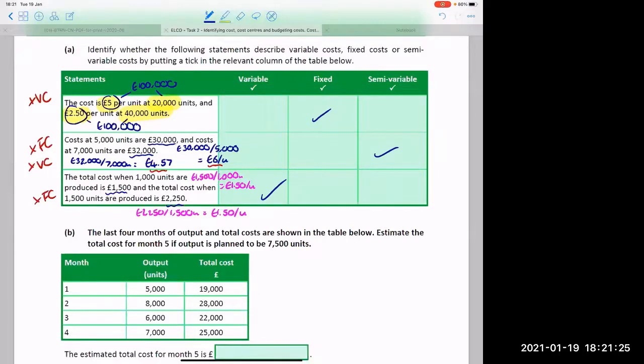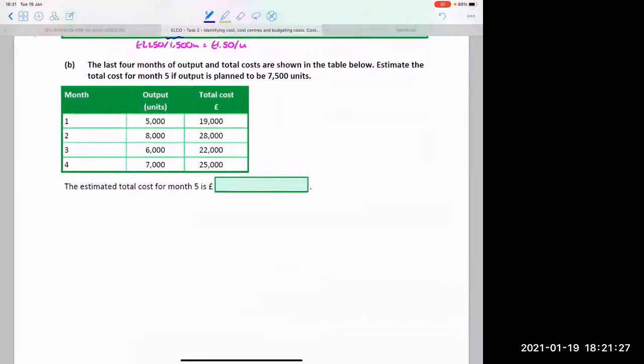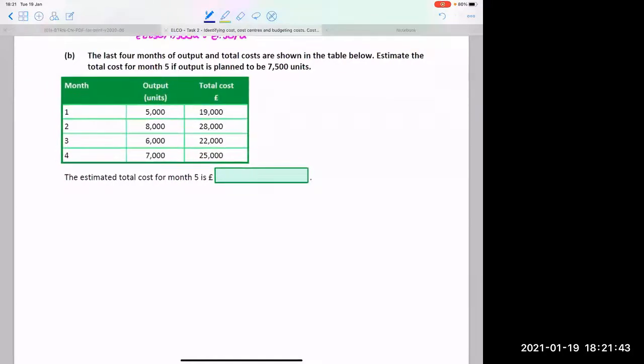Part B then is looking at the high-low method. This is something that you will see several times throughout your studies if you decide to take AAT further to level 3 or even level 4 and beyond. So the high-low method is quite important. And once you've got the hang of it, guys, then hopefully it should be quite straightforward. Okay, so what they've given us is 4 different values of output, by which they mean number of units produced, and 4 different values of total cost.